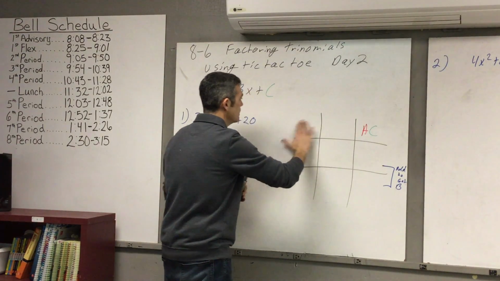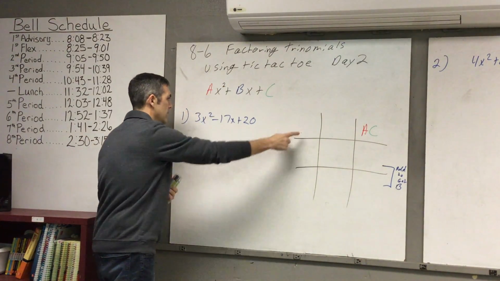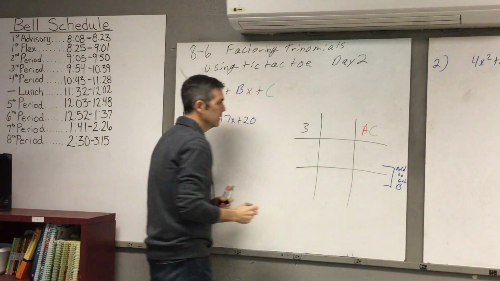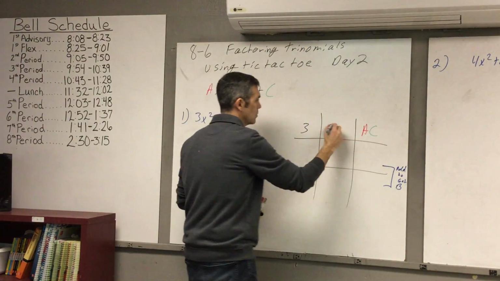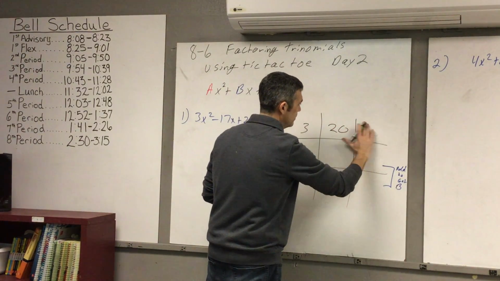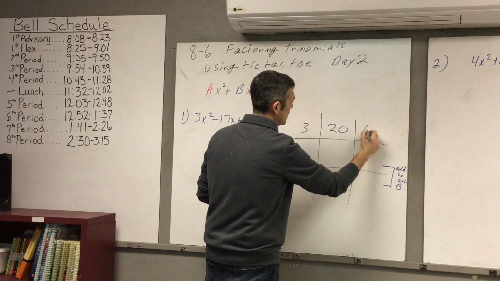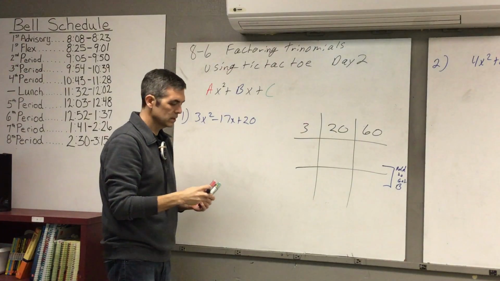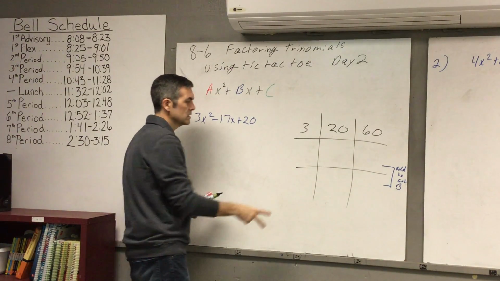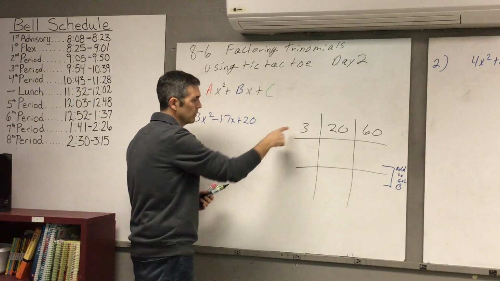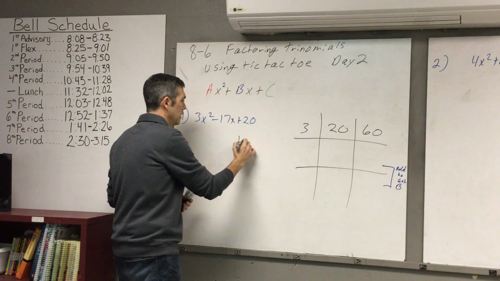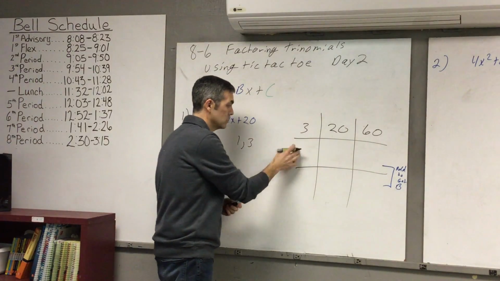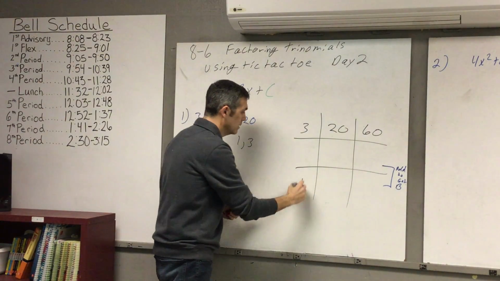All right, so here we go. A goes here. Well, that's the 3. Okay? C goes here. That's the 20. And when I multiply them together, I get 60. Okay? All right, that's just the first part of this. Now, we need to see what two numbers can multiply to get our 3. Well, 1 and 3 multiply to get 3. So that's definitely the two numbers that go here, 1 and 3.